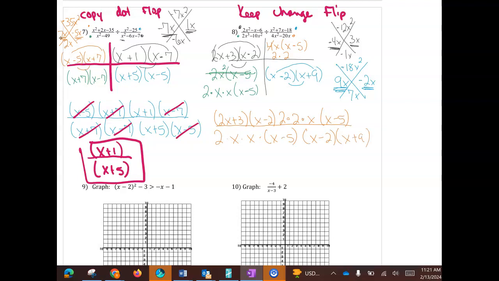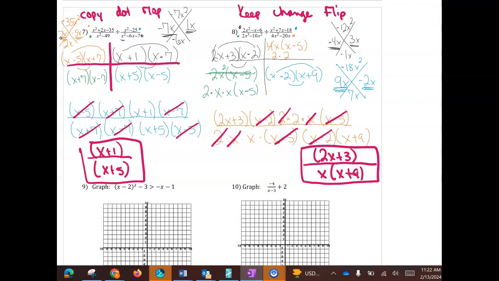All right, we're going to take a 2 and a 2, an x and an x, an x minus 2, and an x minus 5. So everything that's left is our answer. So final answer is going to be in the numerator, it looks like just 2x plus 3, and in the denominator, x with x plus 9.